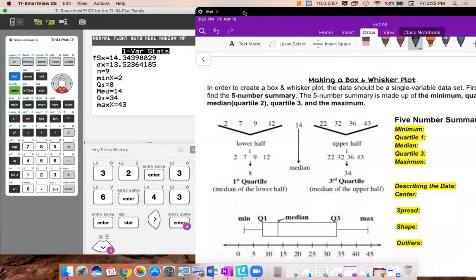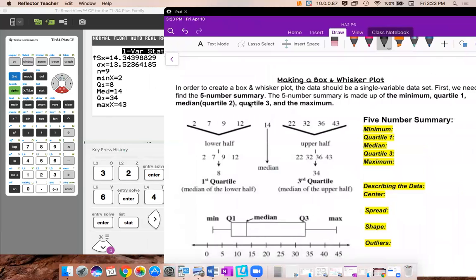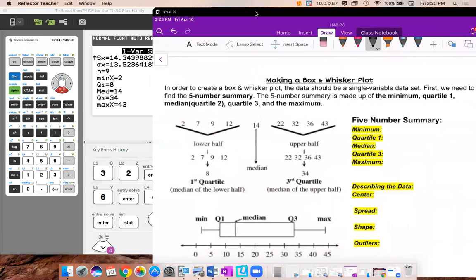So what we're going to do is make a box and whisker plot. First, you need to plug all of that data in just like we just did, and then you're going to identify your 5-number summary. So we have our 5-number summary here, and then we're just going to write it off to the side. It tells us that our minimum was 2, our quartile 1 was 8, our median was 14, our quartile 3 was 34, and then our maximum was 43. So this is considered your 5-number summary. And that's what builds your box and whisker plot.